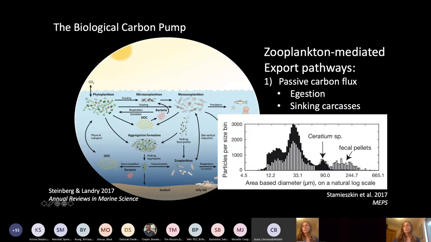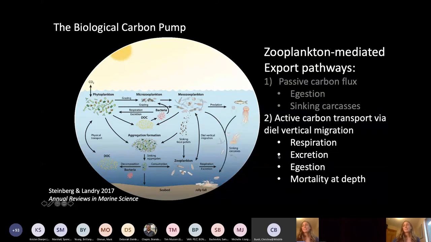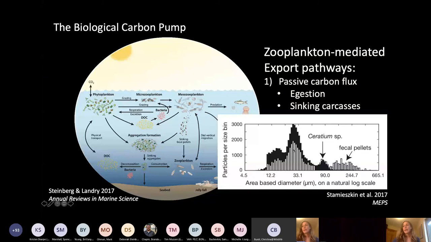You can see by the difference of black to white bars, zooplankton were grazing down this part of the particle size spectrum, and then they were producing fecal pellets, which clearly are larger. This seems intuitive, but being able to quantify that is an important part of quantifying the biological carbon pump.